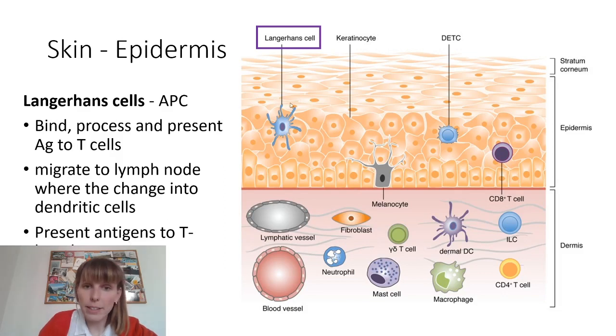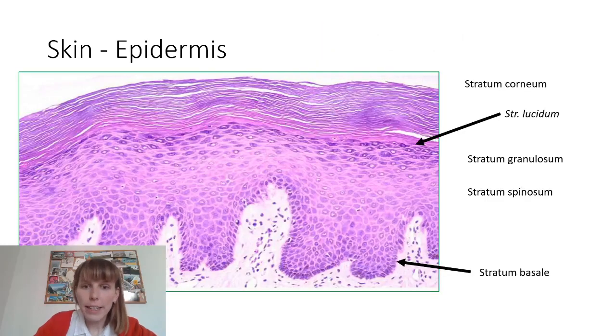So Langerhans cells are inside the epithelium. All of the cells that form the epithelium are called keratinocytes, from the basal layer to the stratum corneum, where they are already dead. And then you have Langerhans cells sitting between them. With normal hematoxylin eosin staining, it's impossible to find them.